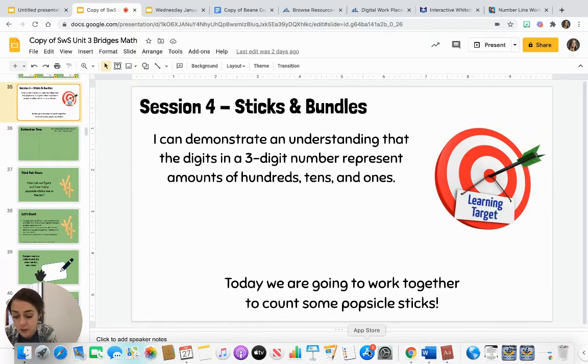So the first one I want you to do is I want you to draw a number line. We're starting at 0, and we're going to go to 8. Okay, so now we're going to pause the video and you're going to work on that.